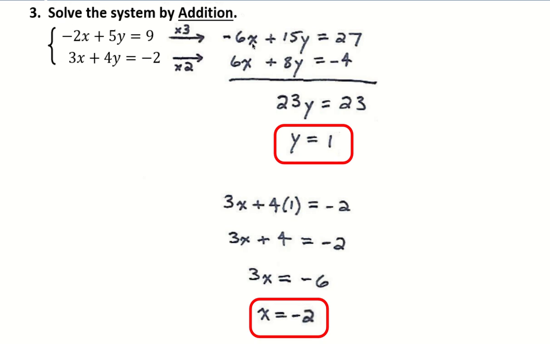And now that there's opposites, and one of the variables is going to be eliminated, now you can add the equations together. 15y and 8y is 23y, 27 and negative 4 make positive 23. Solve this for y, divide both sides by 23. So y equals positive 1. And again, once you know what one of the variables is, you use that and plug it in. Looks like I plugged 1 in for y in this equation. And I was able to then solve for x. So final answer, negative 2, comma 1.